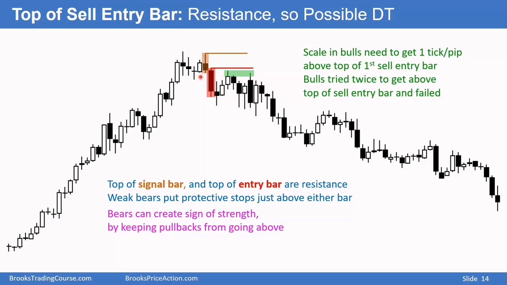You have bulls who bought for whatever reason, assuming the market would get above the entry bar high, and it failed. So the bulls are trapped here, they're trapped again here, and they gave up here, and they gave up here. Double top bear flag with these two highs.